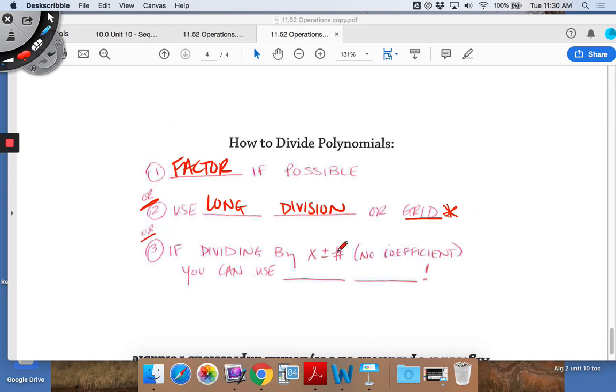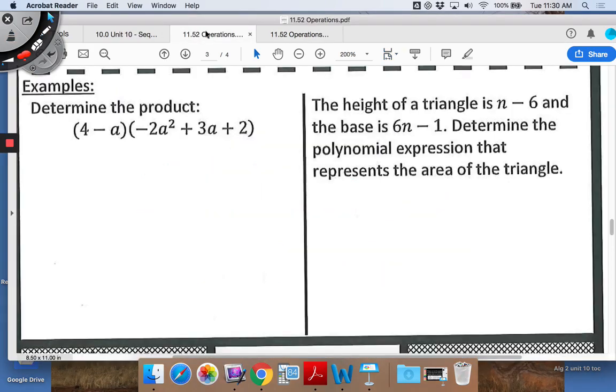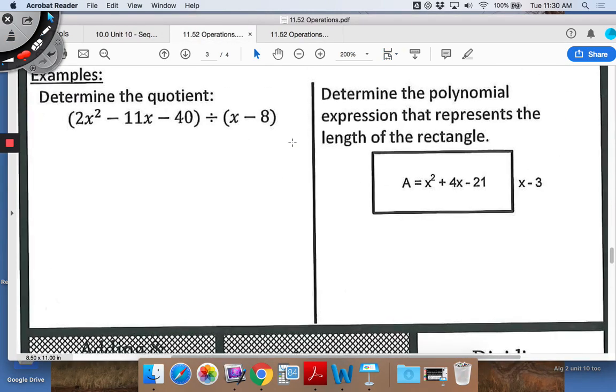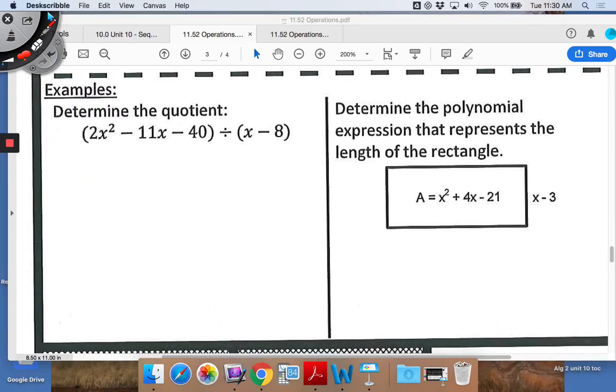Or if we're dividing by x plus or minus a number, so there's no coefficient in front of the x, we could use synthetic division, which we will also cover in just a second. So first example, it looks like this. Determine the quotient.